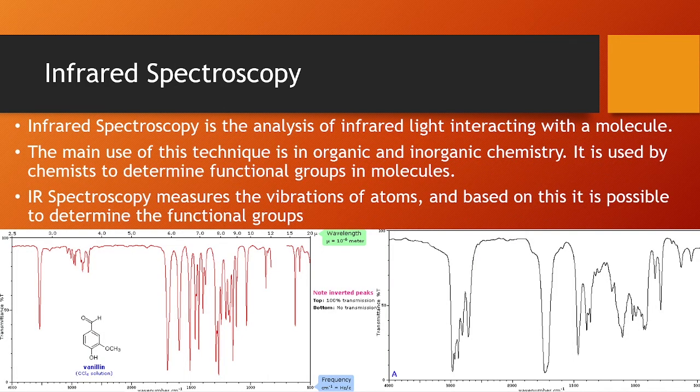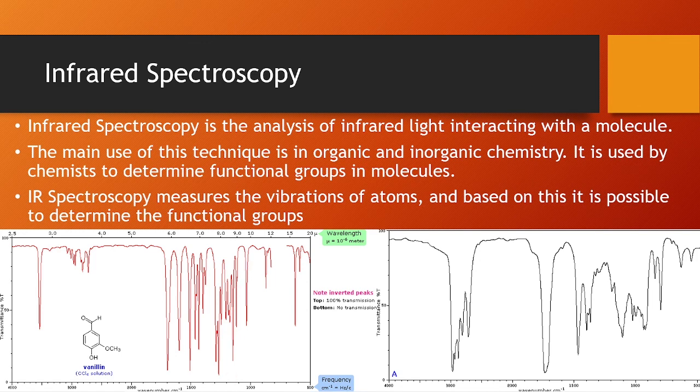Alright, lucky last is infrared spectroscopy. This is an analysis of infrared light interacting with the molecule. So the main use of this technique is in organic and inorganic chemistry. It is used by chemists to determine functional groups in molecules. The IR spectroscopy, which is this thing down the bottom, measures the vibrations of the atoms, and based on this, it is possible to determine the functional groups.